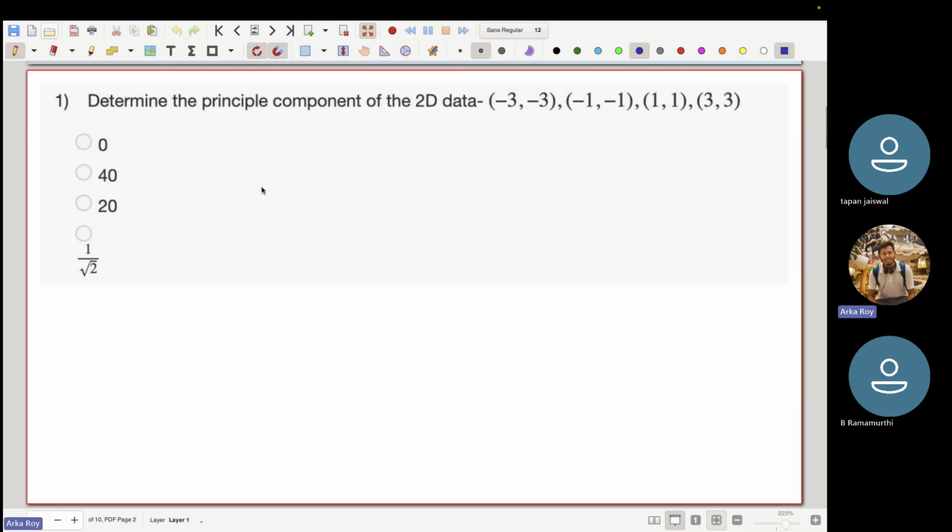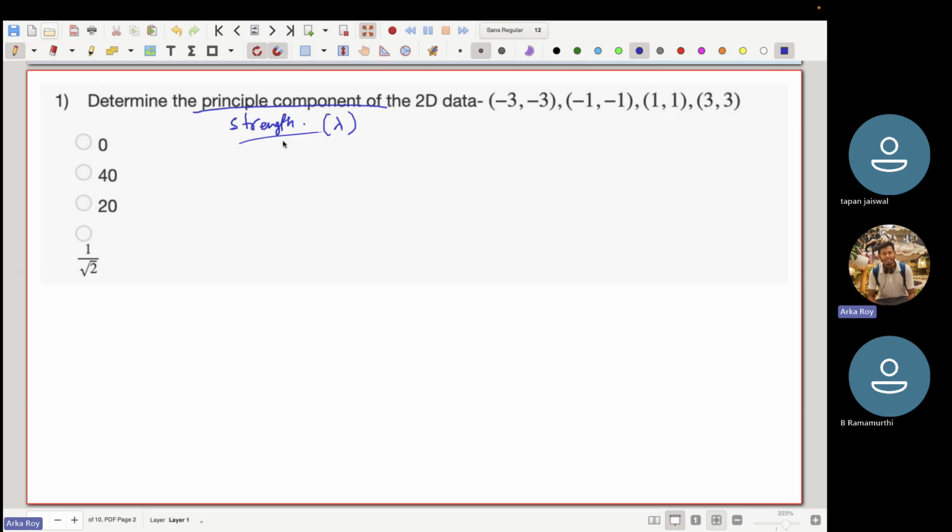So the first question that is being asked is: determine the principal component of the 2D data. You have been given a pool of 2D data, and from there you have to find the principal component. It should actually be the strength of the principal component, as they are referring to the eigenvalue. Principal component is the vector that you generate from the eigenvalue.